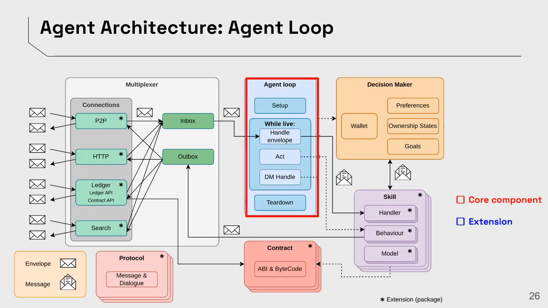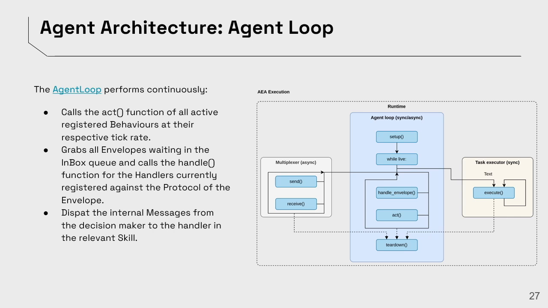Finally, it remains to review the agent loop, which is, let's say, the controller of the whole agent. The agent loop is a component that orchestrates the life cycle of the agent. It continuously executes the following tasks. First, it calls the act function of all the registered behaviors. Remember that the behaviors are part of skills. Second, it grabs all the envelopes waiting in the inbox of the multiplexer, and it calls the handle function of the corresponding handler. Finally, it dispatches the internal messages from the decision maker to the handler in the relevant skill.